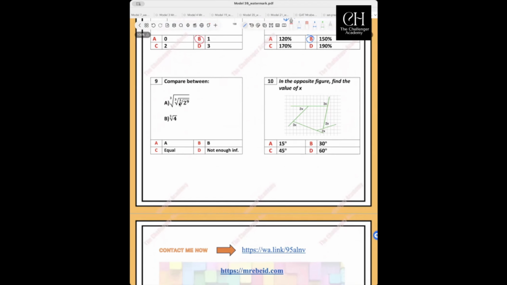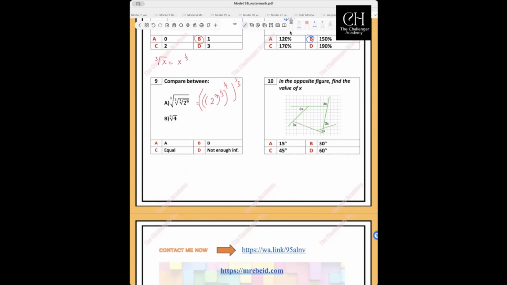Question 9. Compare between A, the cube root of the cube root of the cube root of 2 raised to the power of 9, and B, the cube root of 4. You know that if you have the cube root of x, this is the same as x to the power of one third. So you can write all of this as 2 to the power 9, raised to the power of one third, all to the power of one third, all to the power of one third, because we have 3 cube roots.